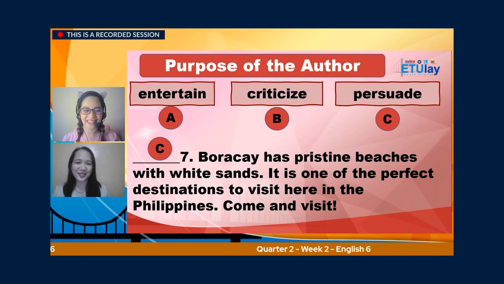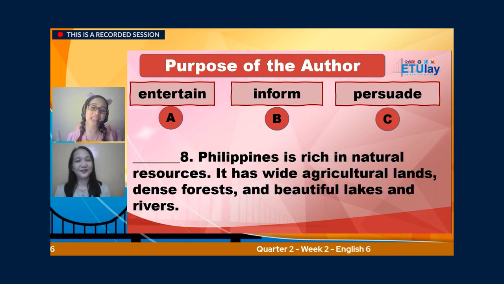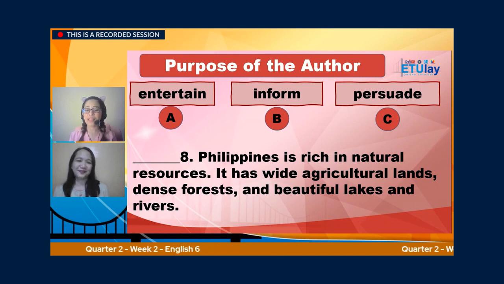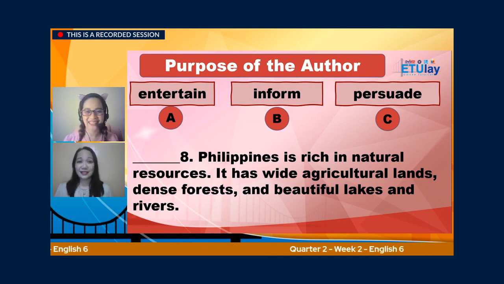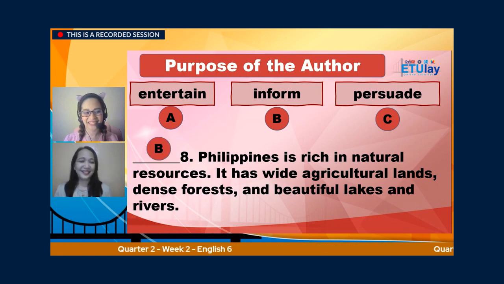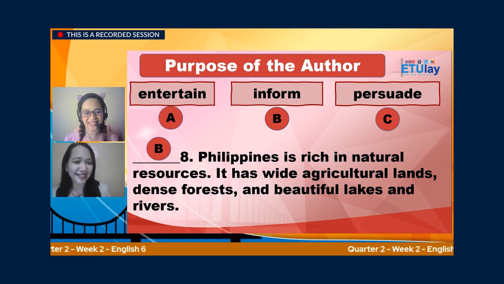Good job, learners. And for the last item, we have number 8. Philippines is rich in natural resources. It has wide agricultural lands, dense forests, and beautiful lakes and rivers. A, entertain. B, inform. Or C, persuade. And our answer is letter B, to inform.